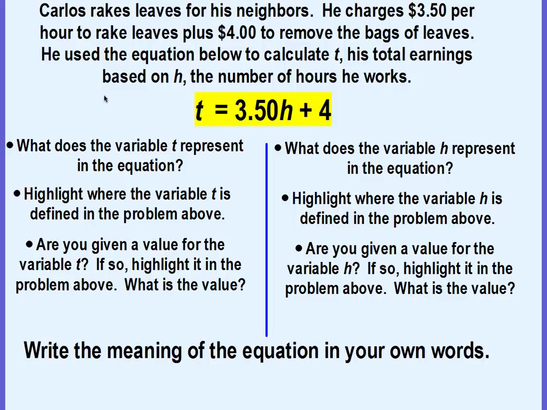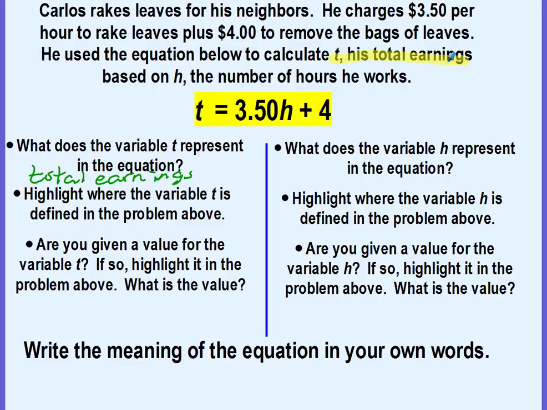So let's go back up here. It says to calculate T, his total earnings. So the T represents total earnings. So we're going to fill that in. Total earnings. And then it says to highlight where the variable T is defined. If you do not have a highlighter, but you have a pen, you could use a pen and underline it. But T is his total earnings.